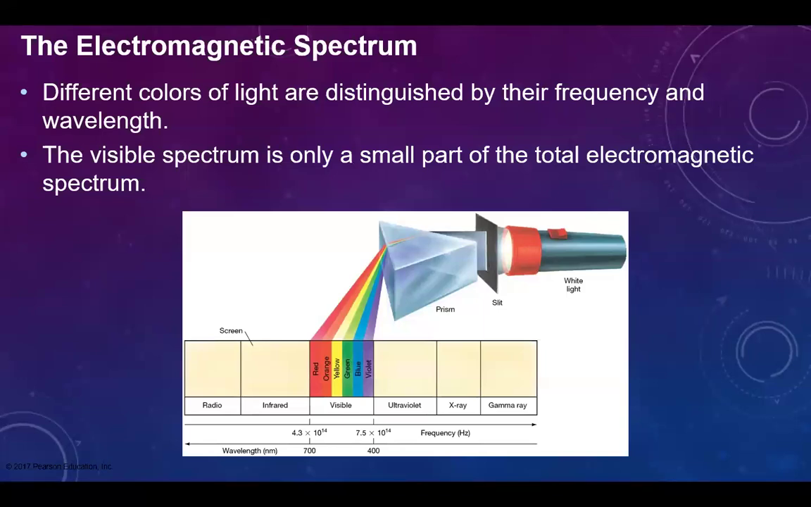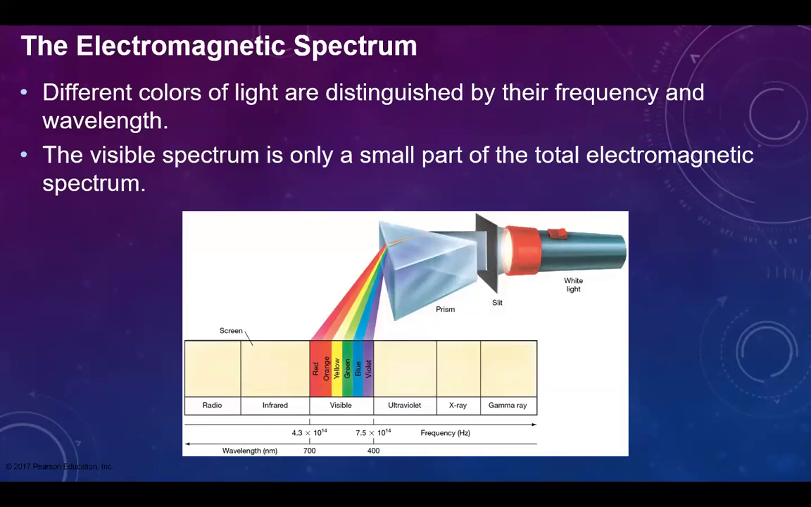Visible light ranges in wavelength from 700 nanometers to 400 nanometers. So, remember that a nanometer is 10 to the minus 9 meters. So it's a billionth of a meter. So 700 to 400 billionths of a meter. And that's 4.3 times 10 to the 14 to 7.5 times 10 to the 14 hertz. So very high frequencies.